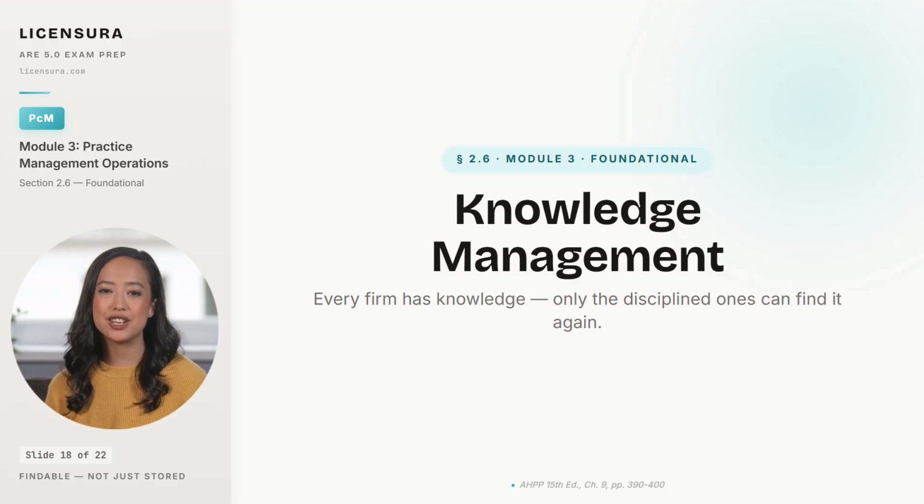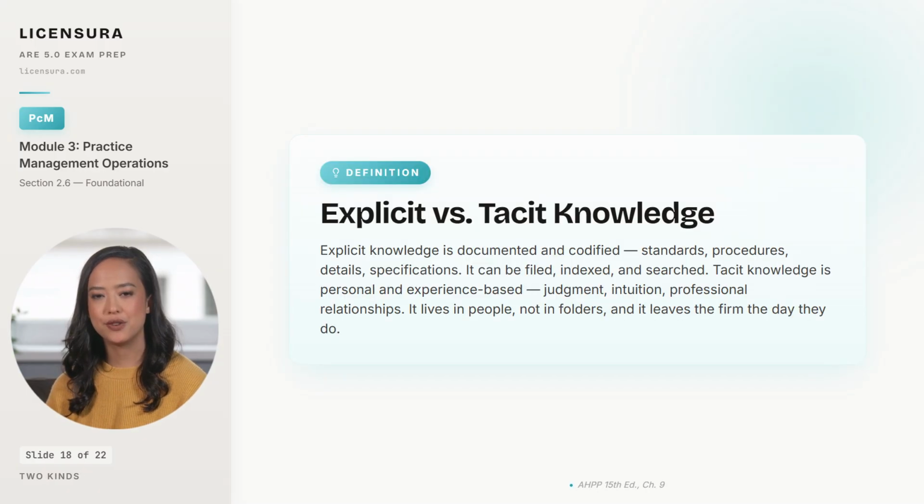Start with the basic distinction the AHPP draws between 2 fundamentally different kinds of knowledge. The textbook splits firm knowledge into 2 categories, and the practical difference between them shapes every system you build to capture either one. Explicit knowledge is documented and codified. Office standards, procedures, detail libraries, specification language. It exists in writing, in CAD files, in specification systems, and it can be filed, indexed, and searched by anyone with access. Tacit knowledge is the opposite.